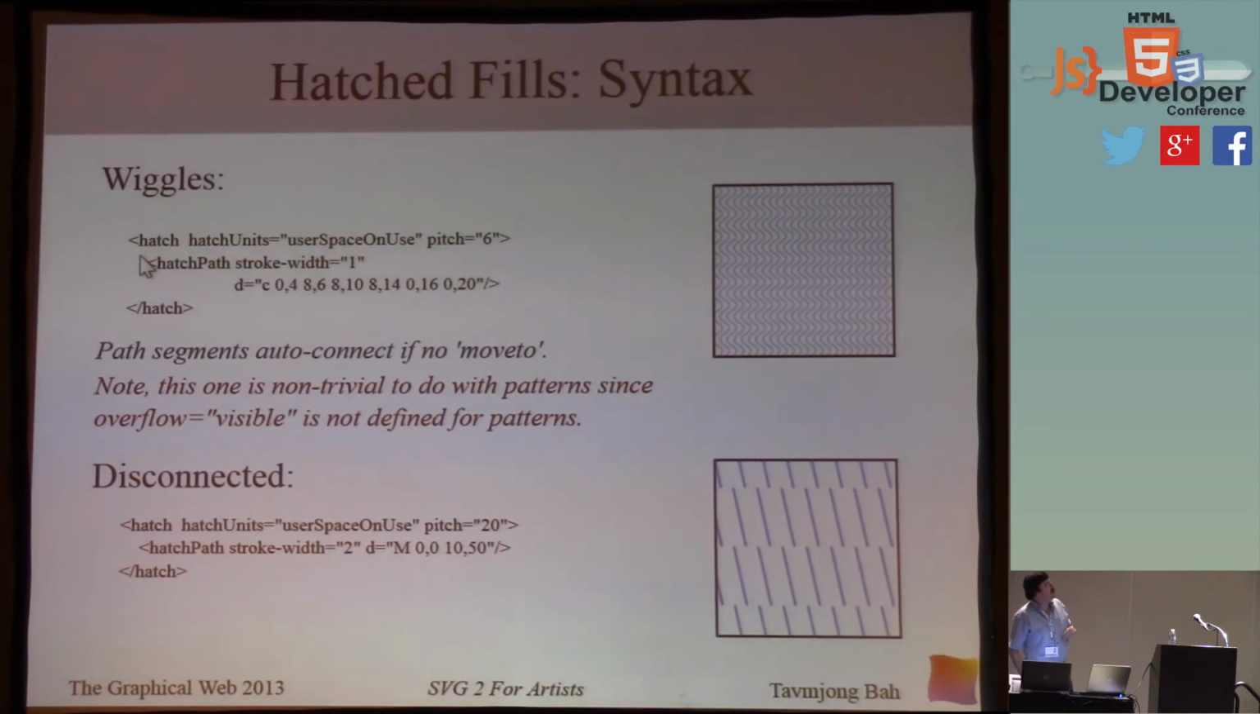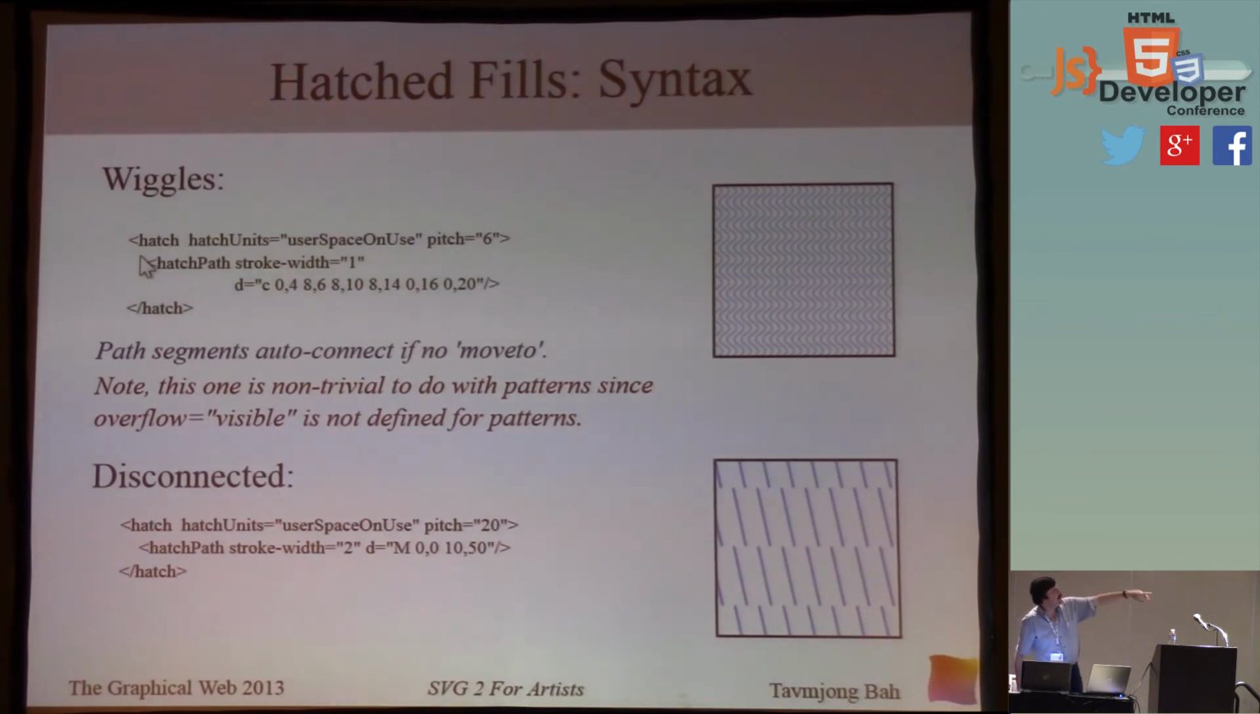If you know SVG path syntax, you know you have to start off with the move to. If you drop the move to, it'll automatically calculate where it should start, and it'll automatically connect the end of the path segment to the beginning of the next path segment to have a continuous line.